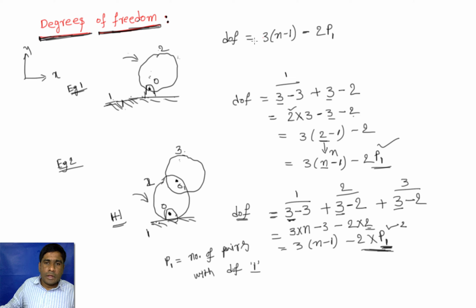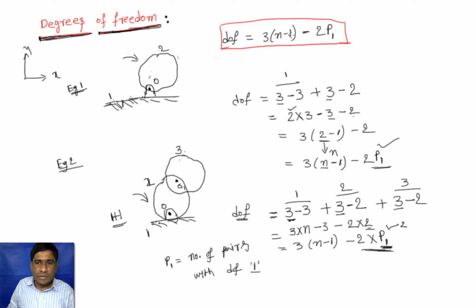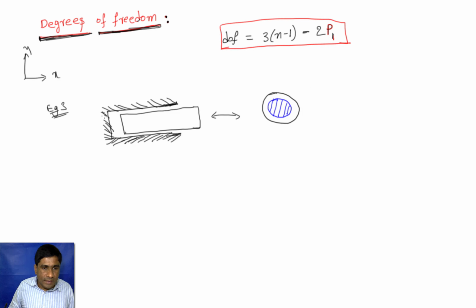So here n equal to number of links, and this is the degree of freedom formula for the mechanism, where in a mechanism one link is fixed, and this P1 is the number of pairs having degree of freedom 1. So we defined up to this point. And our next example is this one.